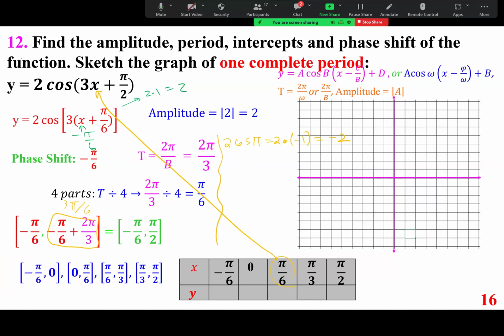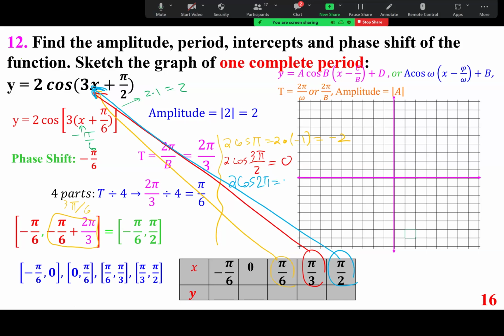If I put pi over 3, again, it's easier to put it here. 3 times that makes it pi, plus pi over 2 makes it 3 pi over 2. I get 2 cosine of 3 pi over 2. You should know cosine of 3 pi over 2 is 0. Times 2 remains 0. Pi over 2. If I put pi over 2, and again, it's easier to put it here. 3 times pi over 2 plus pi over 2 is 4 pi over 2. So 2 cosine of 4 pi over 2. That means cosine of 2 pi. And cosine of 2 pi, you should know it's 1. So we get 2. And those are the answers.